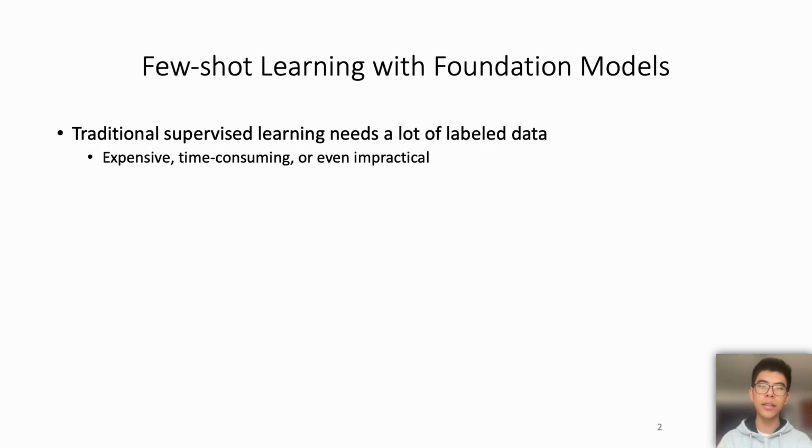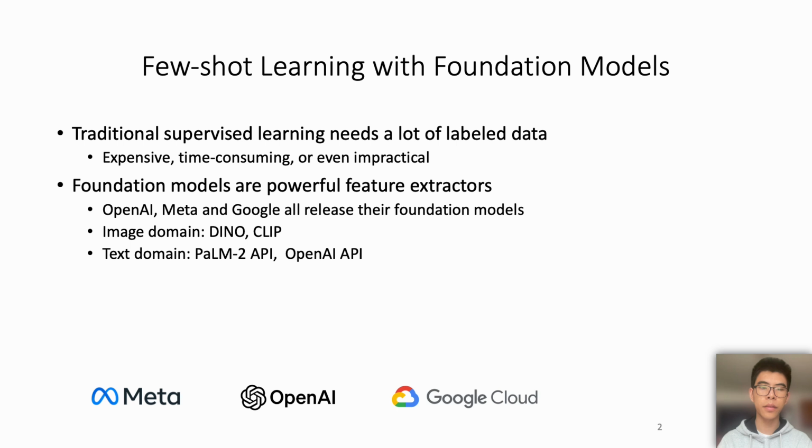Traditional supervised learning needs a lot of labeled data. They could be expensive or even impractical in many real-world applications. Nowadays, many tech companies release their foundation models. In the image domain, we have DINO and CLIP as two well-known foundation models, and in the text domain, we have PaLM API and OpenAI API that provide text embeddings as cloud services.